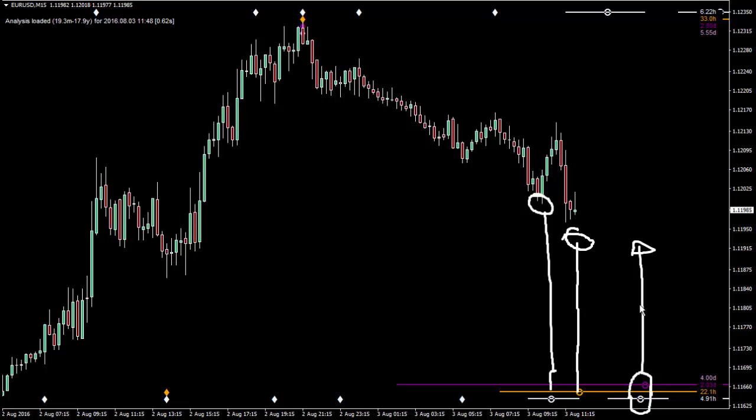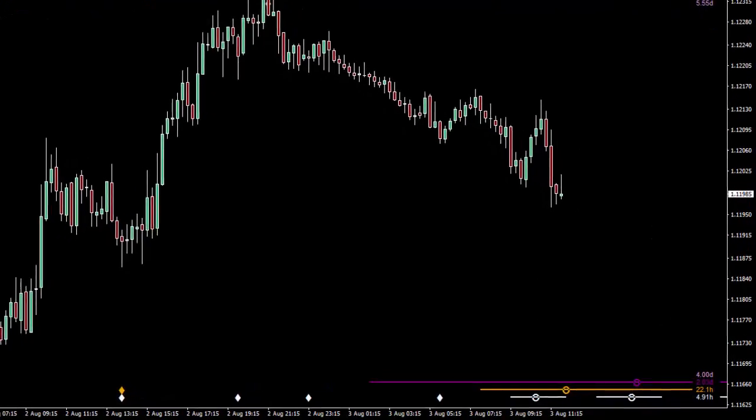How you trade those turns is of course up to you. Some people like to trade the moves down into the troughs. Other people like to wait for evidence that the trough has formed and then they trade the move out of the trough. Let's take a look at some other time frames here.